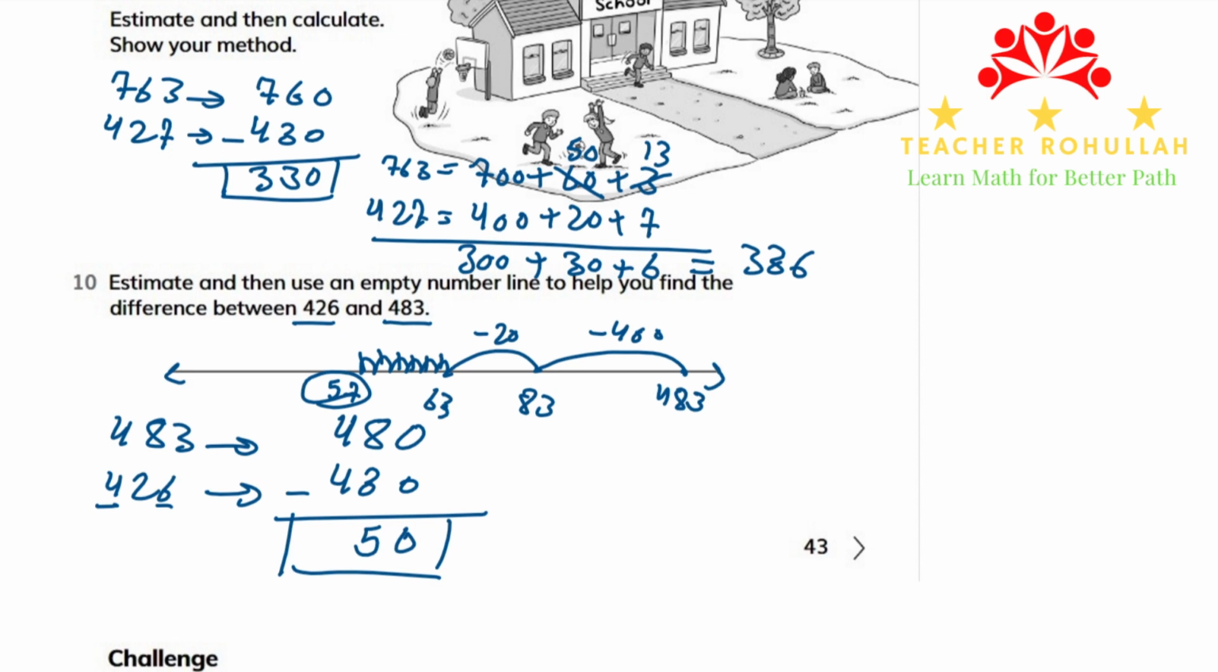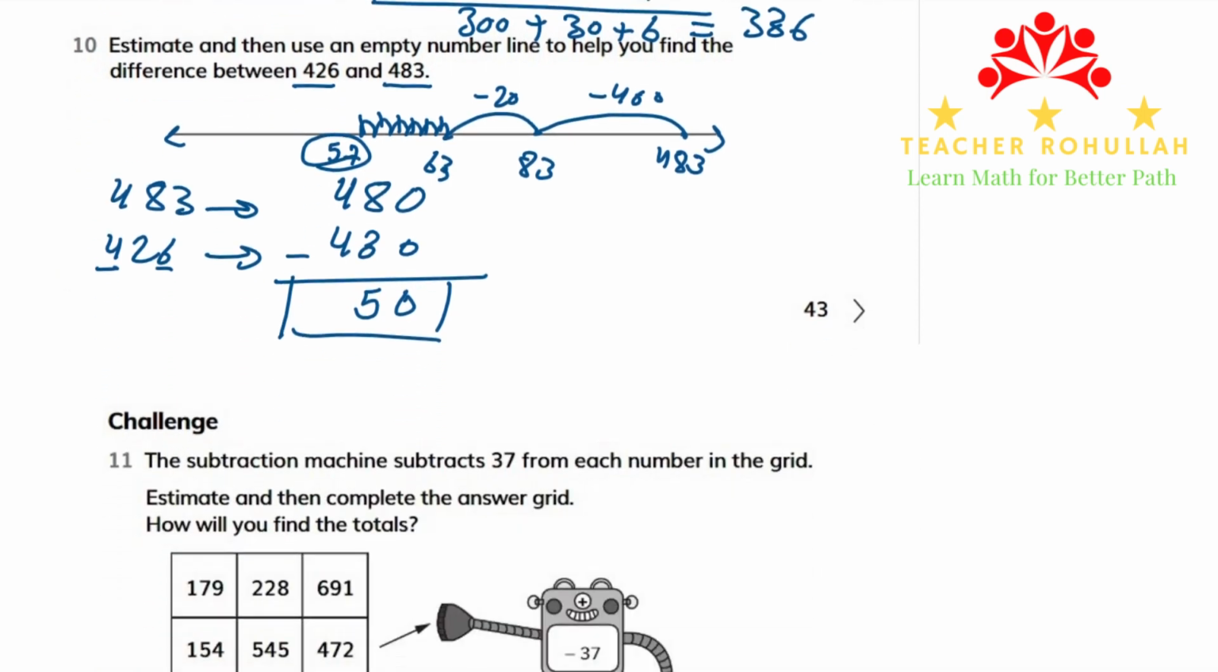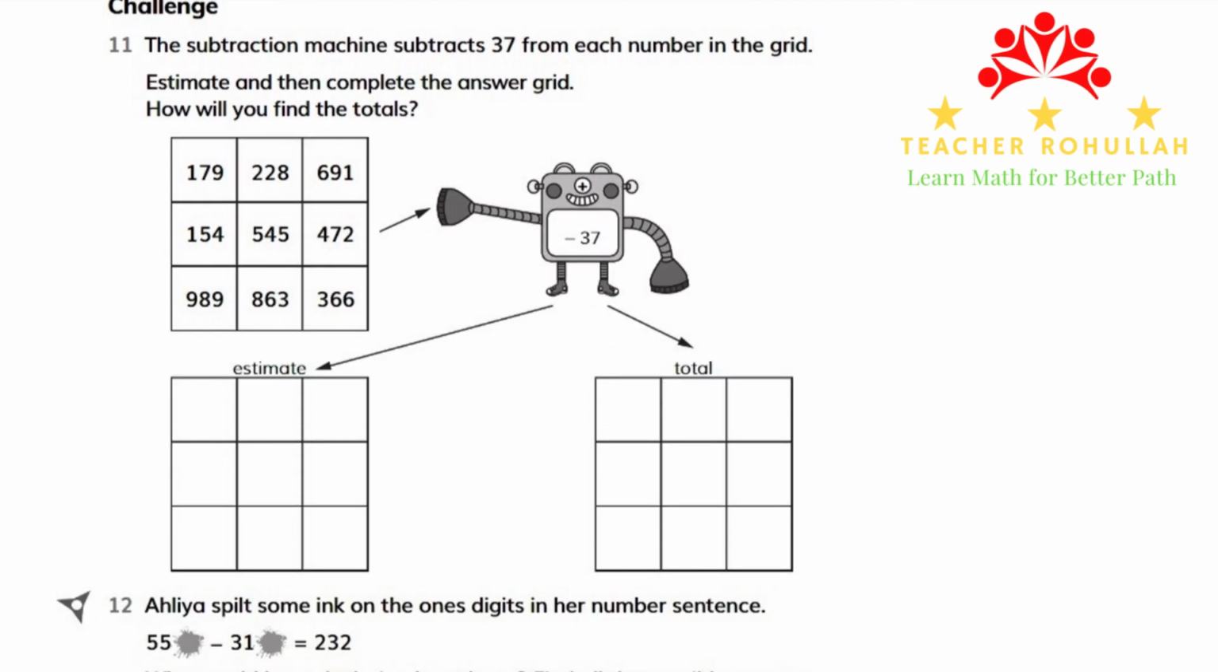Let me scroll down to move to the next question, which is question number 11. In question number 11, we have a long process. Here it says, the subtraction machine subtracts 37 from each number in the grid. Estimate and then complete the answer grid. How will you find the totals? Actually, it would be nice if it was written the difference here because we are subtracting, not adding.